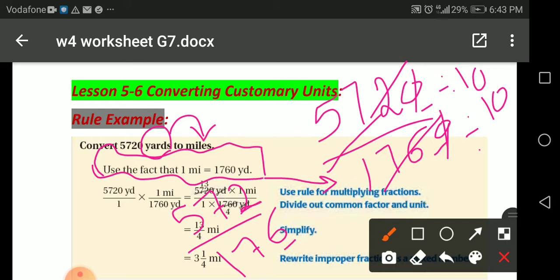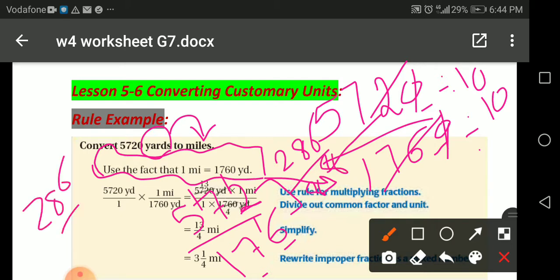Both are divisible by what? By 2. Let's start by 2. So 5 divided by 2 gives me 2 and we have an extra 1. 17 divided by 2 is 8 and we have an extra 1. 12 divided by 2 is 6. 17 divided by 2 gives me 8 and we have 1. 16 divided by 2 equals 8. So I have 286 over 88.